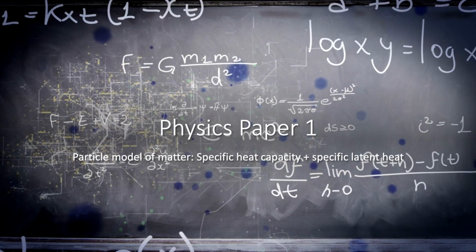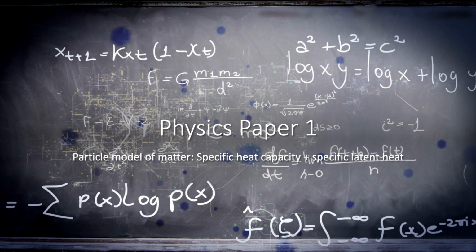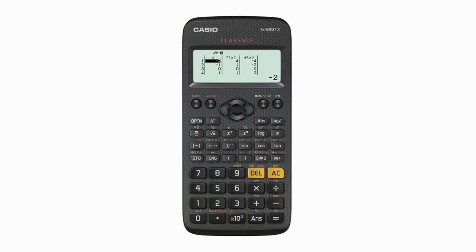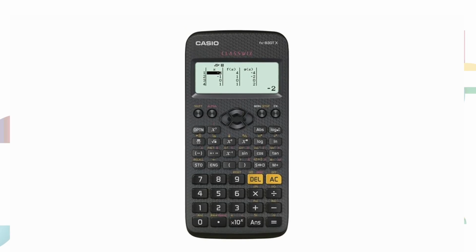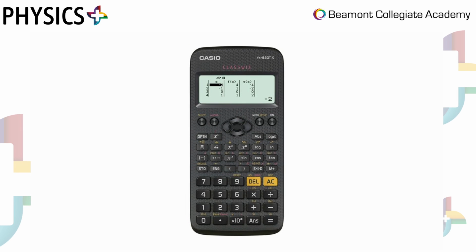Physics Paper 1, Particle Model of Matter, Specific Heat Capacity and Specific Latent Heat. For questions involving specific heat capacity and specific latent heat, have a calculator handy.